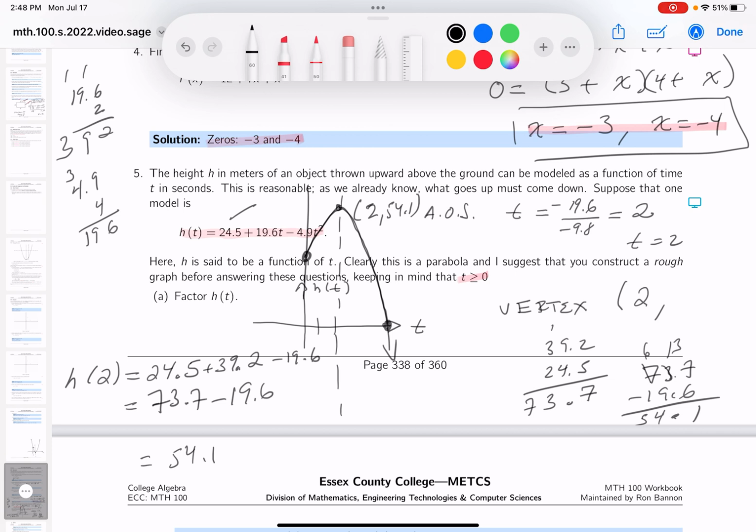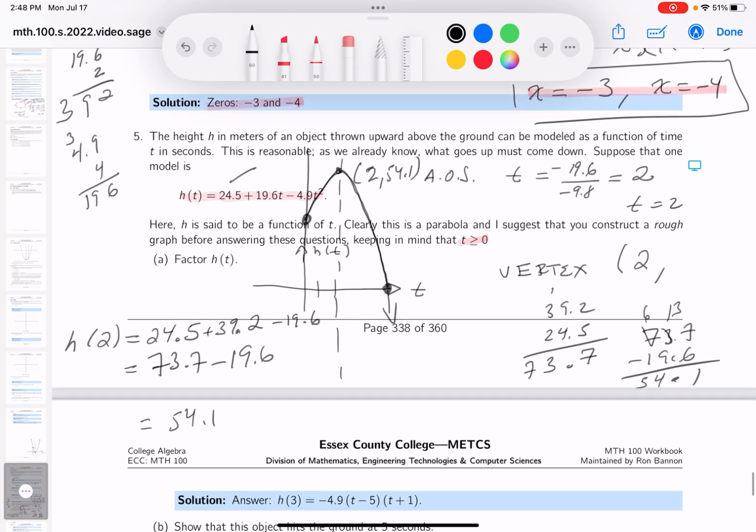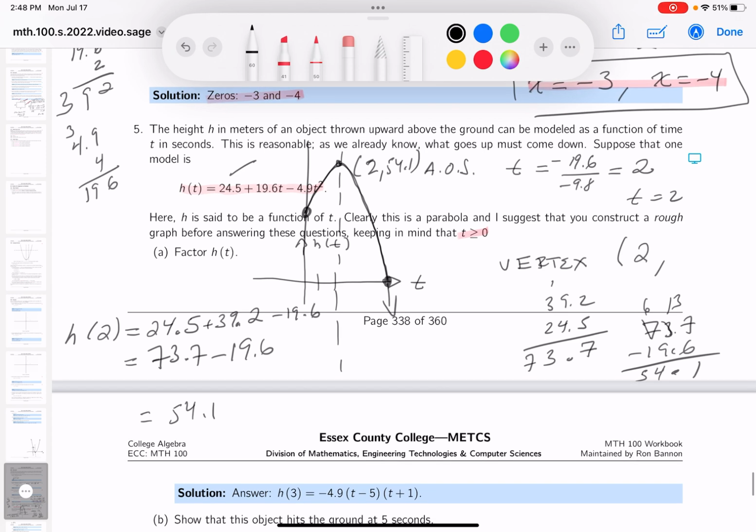This is where it hits the ground. All right, let's see if we can maybe answer the questions over here. And the first question, they didn't ask me to graph it. They asked me to factor it. And kind of looking at it, maybe I should have factored it just from the get-go, but you know what? I didn't. I did what they said, graphed it first.